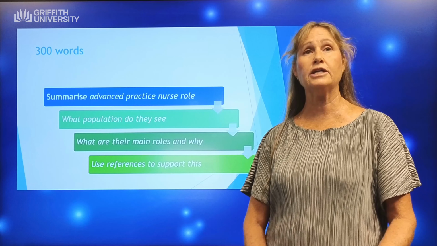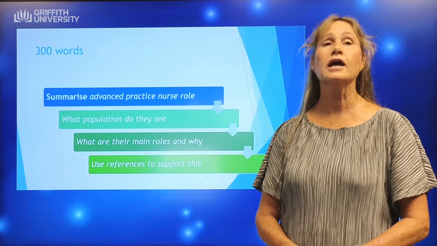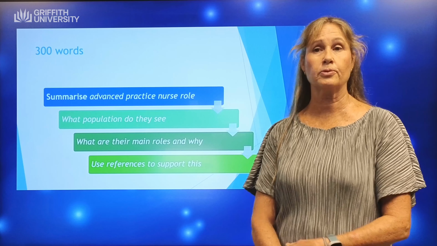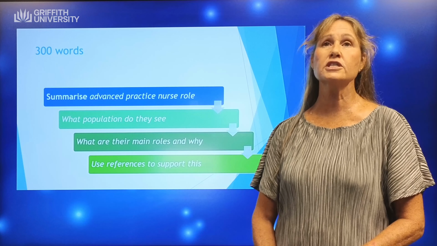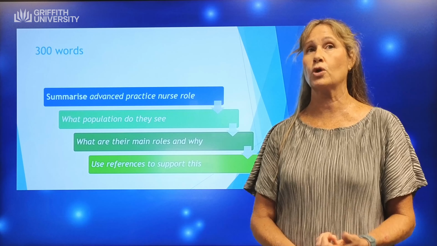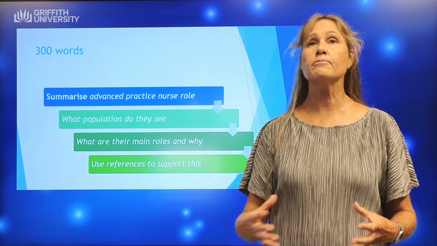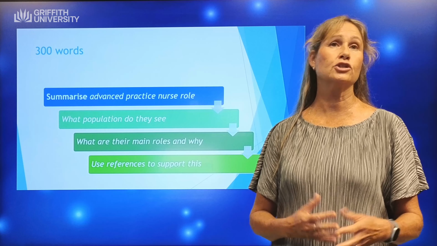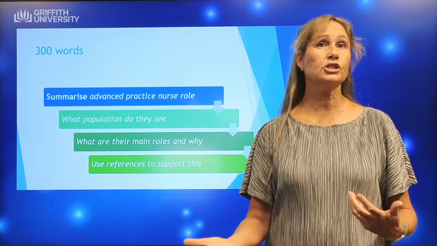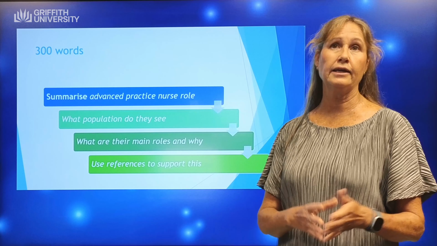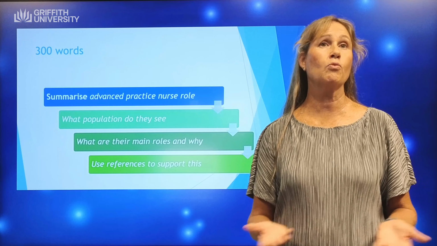So what population do they see? What are their roles? And make sure you're referencing this with best practice. So what is the role? If this was a discharge registered nurse working in an advanced practice role, they may see any patient over the age of 70 that is being discharged home to a home area with family.